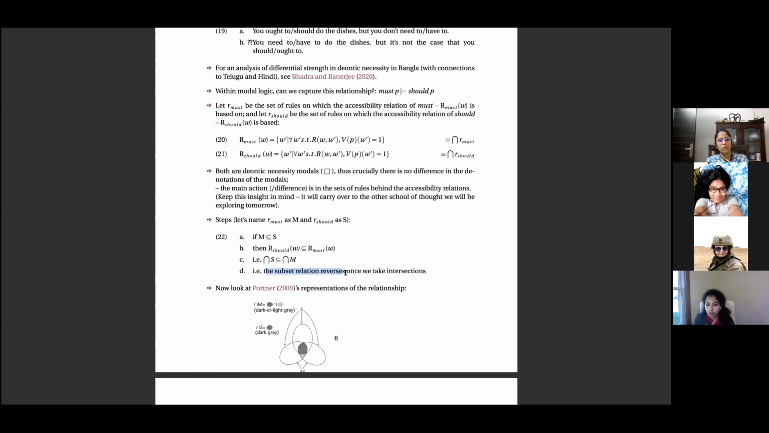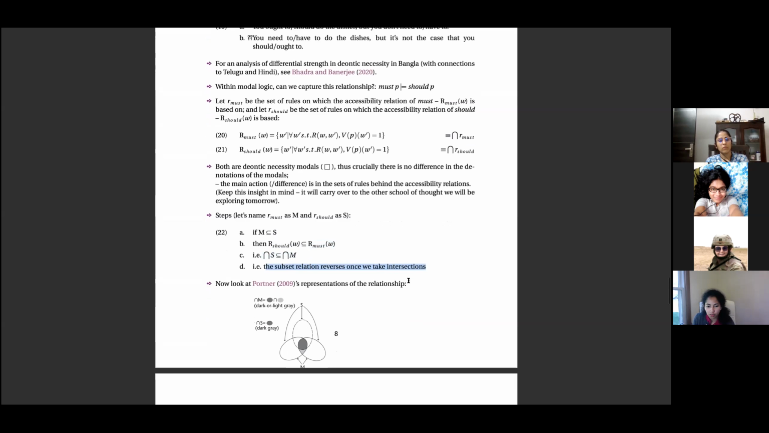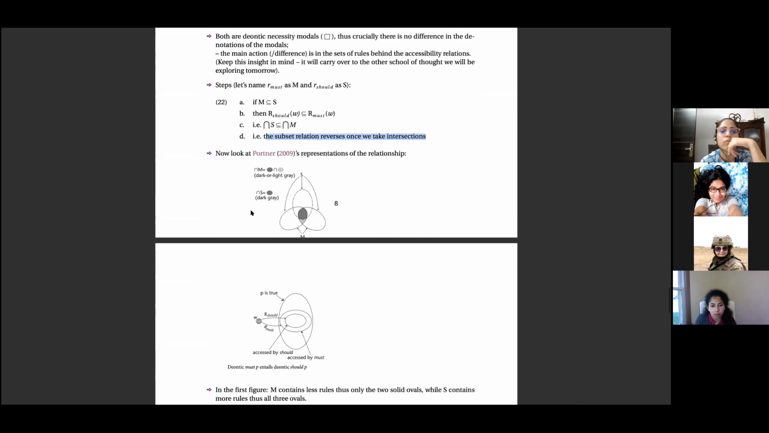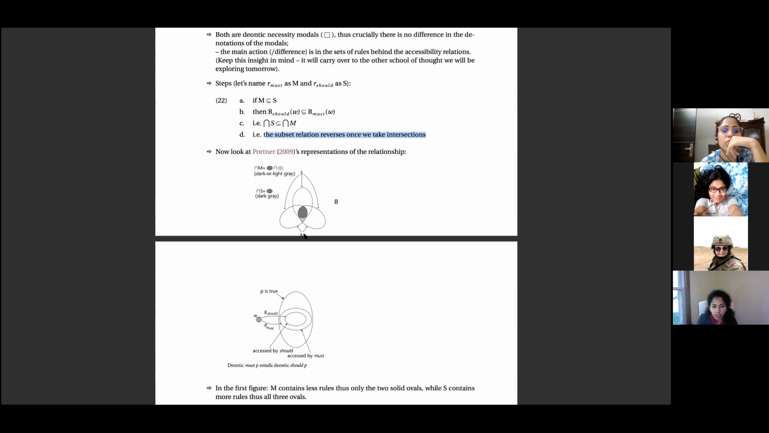So the subset relation reverses once we take intersections. So look at Portner's representation of the relationship. Maybe this will be easy to see. I'm sorry that the figure went down into the margin, but basically this is saying that must is sensitive to these two circles in solid lines. Should is sensitive to all of these and also this, a dashed line circle.